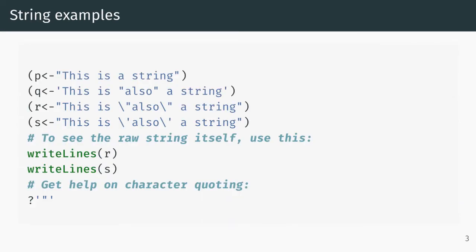Here are some examples of strings. So here I've assigned strings to variables. So P gets this is a string, and then I've surrounded that with parentheses, and the parentheses simply cause the result of the assignment to be displayed on the screen. So it's equivalent to typing this followed by P followed by pressing enter at the R console prompt. It doesn't have a material effect, it's just a shorthand way of seeing what you've done.